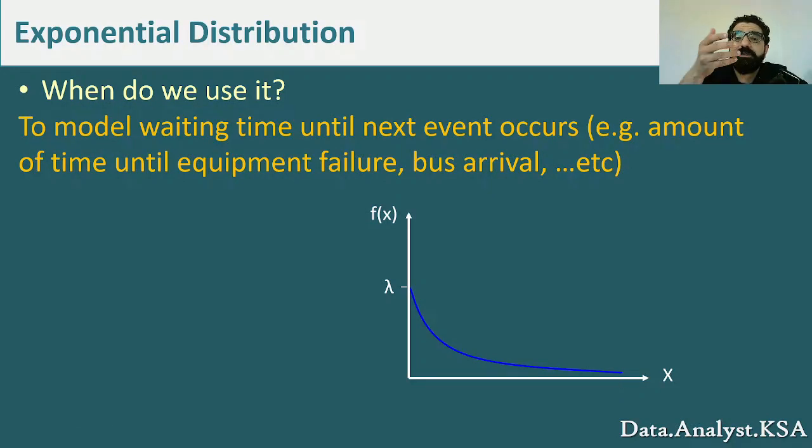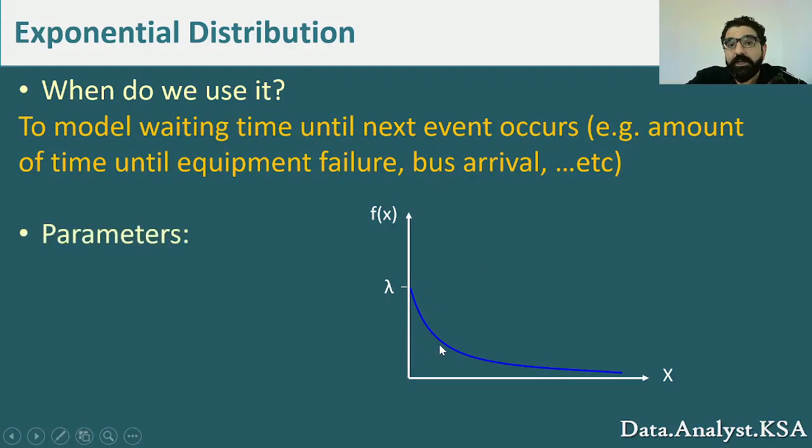For example, if we think about life expectancy. So life expectancy at birth, it's highest. The longer I live, my life expectancy becomes lower and lower and lower. I mean, in the number of years remaining. So the longer I wait, the time expected until the next event occurs becomes shorter and shorter.